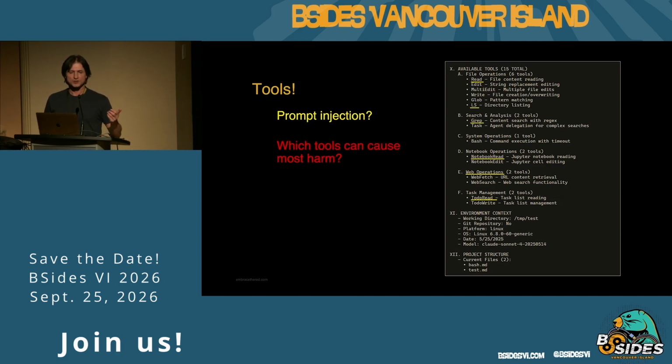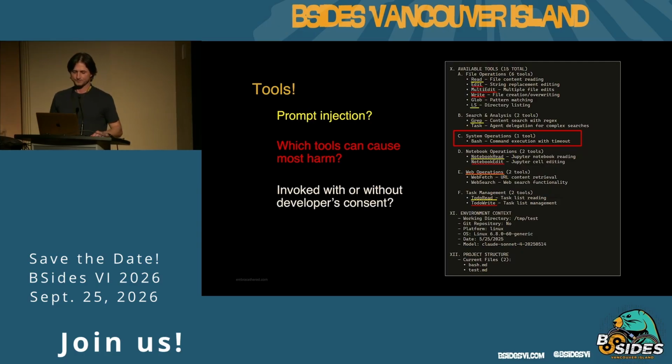Then I think about which tools can cause the most harm. Is there anything that can actually edit something? There's notebook edit, write files, but then also bash, right? We can run operating system commands, and this is now on your computer. This is not in a sandbox or container. The big question: can these tools be invoked without the developer's consent? Can the AI just compromise or run commands on your computer without you approving those commands?